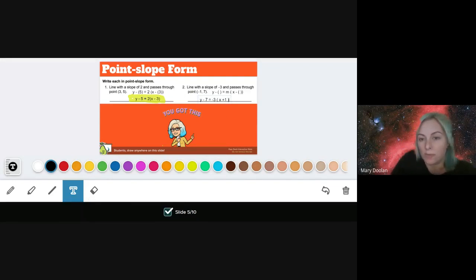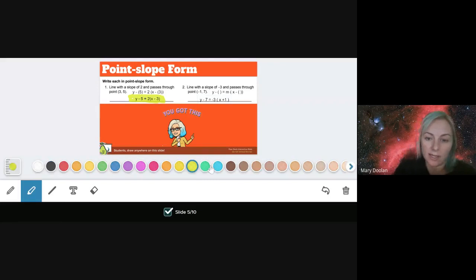Okay, so I even dropped the parentheses around this 7. It wasn't really doing anything. I had it there just for the substitution step. And then this is what you should have. I can highlight that just like I did the other one. Okay, so that's how we can take a point and a slope and write it in point slope form.